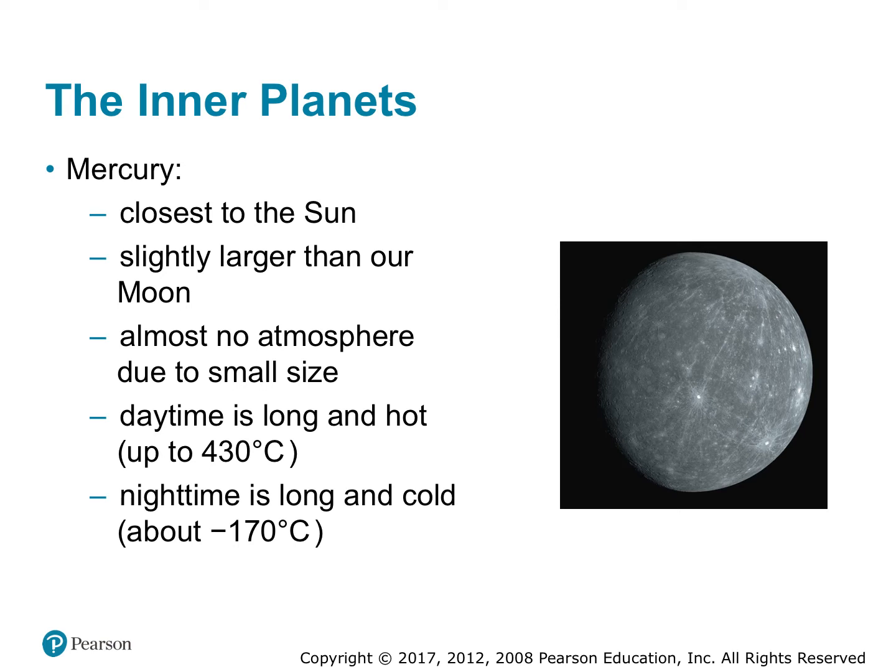Okay, so next we want to talk about Mercury, which is the inner planet that is closest to the sun. It's slightly larger than our moon, but it is a planet because it is there by itself. We're going to talk a little bit later about what makes a planet, but it classifies as a planet. And one of the things that's true about it is that, like our moon, there's almost no atmosphere due to its small size. Mercury is so small, it doesn't have enough gravity to hold an atmosphere close to its surface.